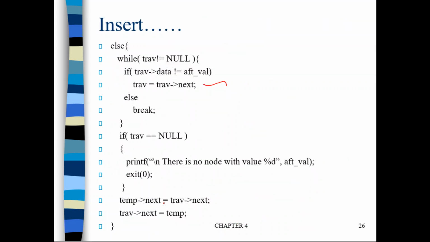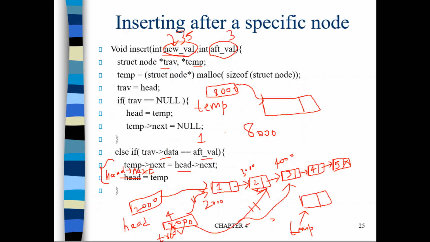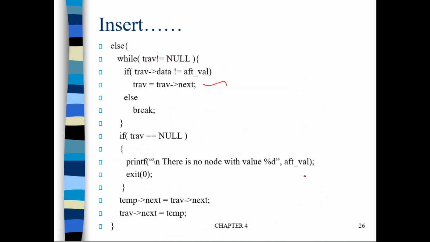Then again we check, while traverse not equal to null, yes, still traverse is not null. If traverse arrow data not equal to after val, now if you see, is it not equal to after val? No, it's equal to after val. After val is 3, this is also 3. Then what happens, this is not not-equal, it is equal, so the else part will execute. Else part says break. Break what? Break the while loop. So it will come out of the while loop. But after coming out of the while loop, there are two things.